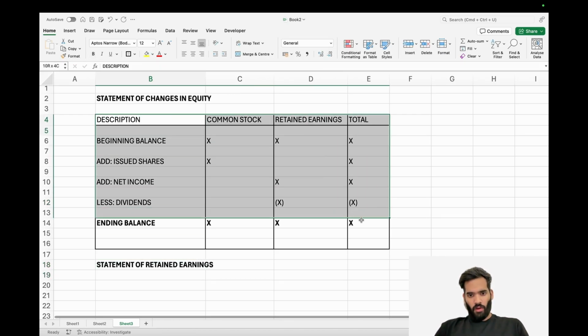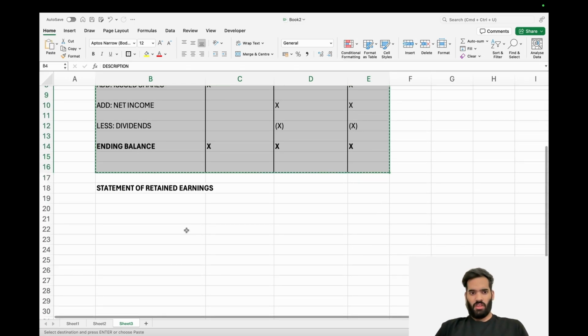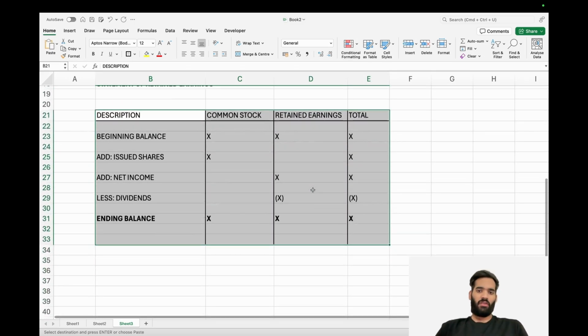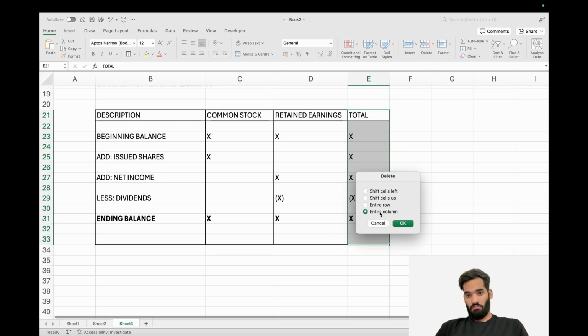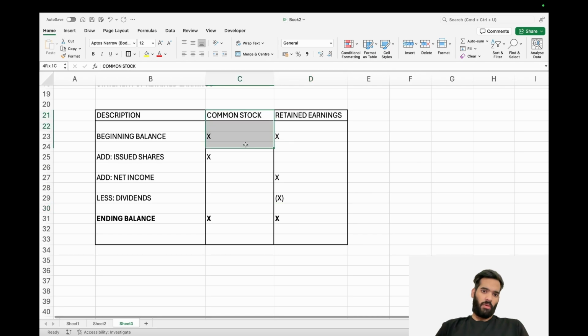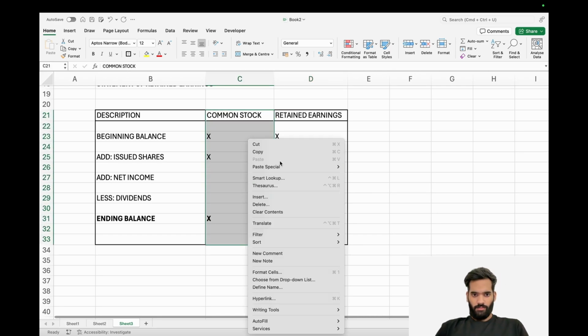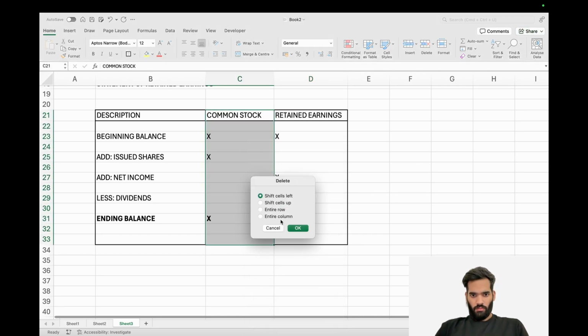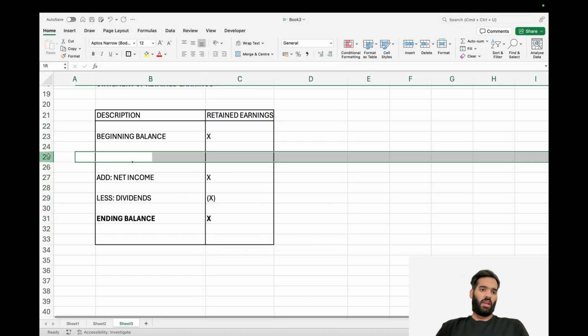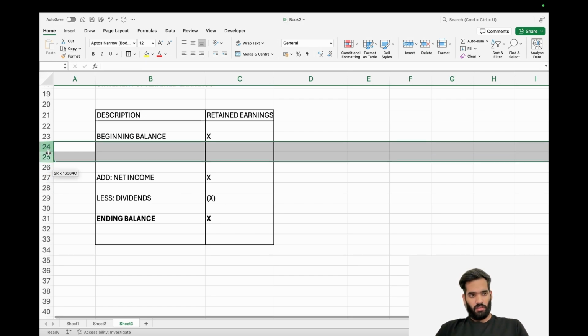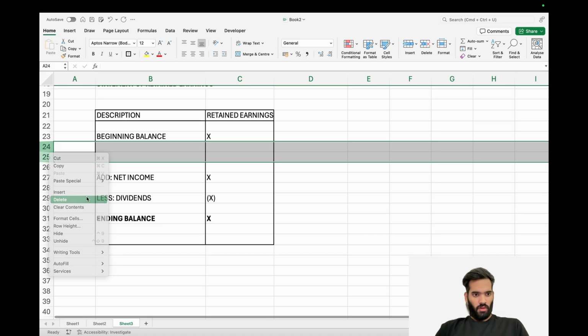So I will copy the same format, except I will delete some things about common stock, since we're just trying to find retained earnings, right? So we don't need the total column, of course. Since we are not having more than one account, we're just finding one account's balance, okay? And remove the common stock as well. There we go. Now remove the issued shares, because again, we're only this time finding the balance of retained earnings. So let me delete the two rows just to make it look more professional.